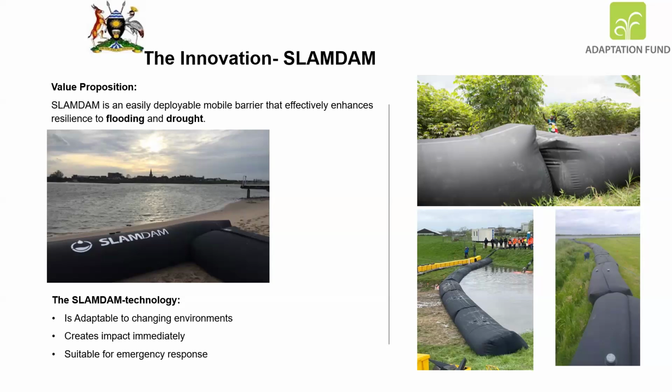It is an easily deployed mobile water barrier, and it has been tested to be efficient in mitigating flooding. Also, as it mitigates the floods, the water that is stored in there can be used in the future for either irrigation or other water use requirements. It is very adaptable to changing environments, creates immediate impact, and is very suitable for emergency response. So in areas where you have to react quickly to flood management, SLAMDAMS are very effective.